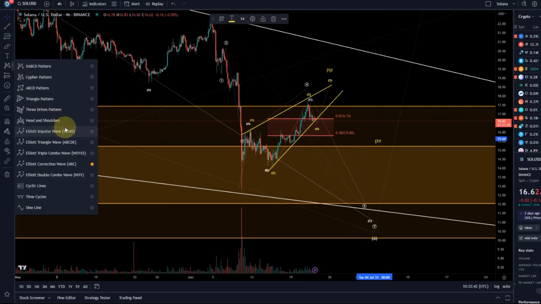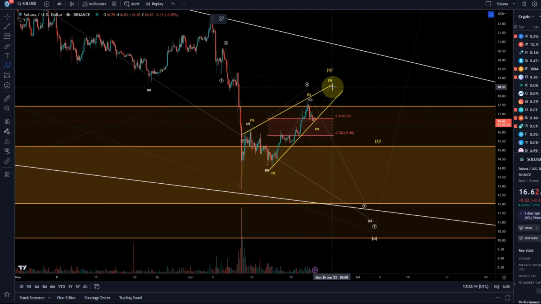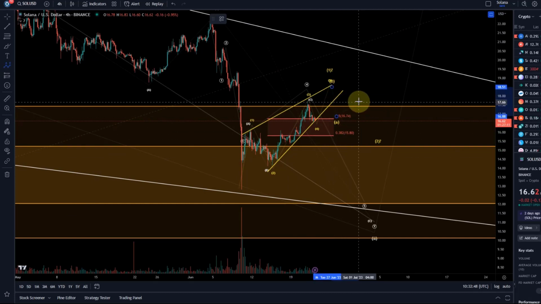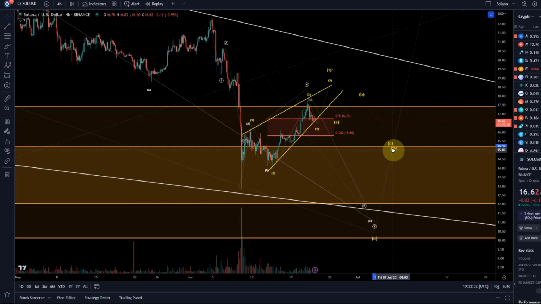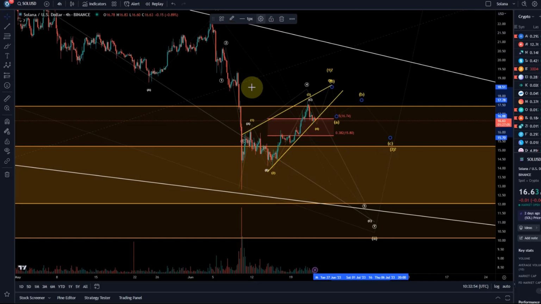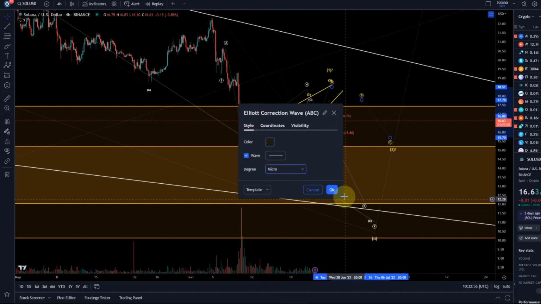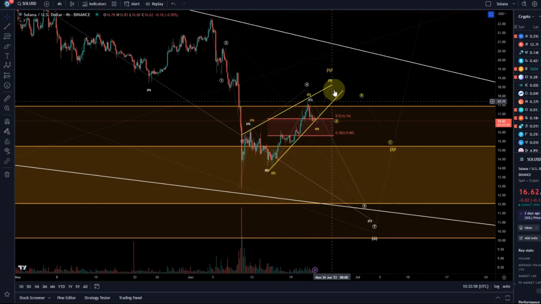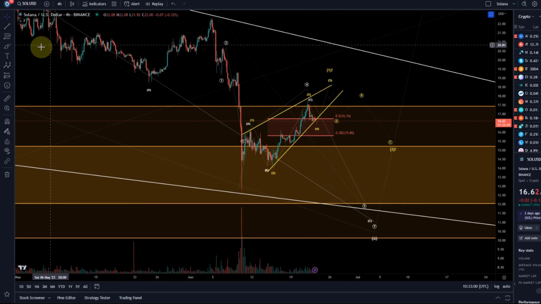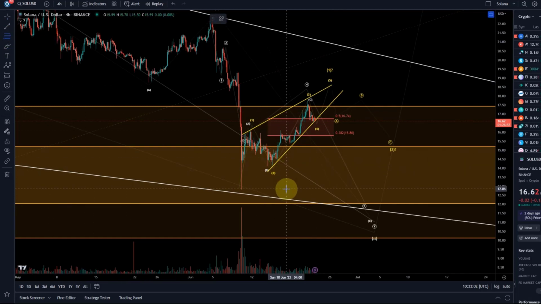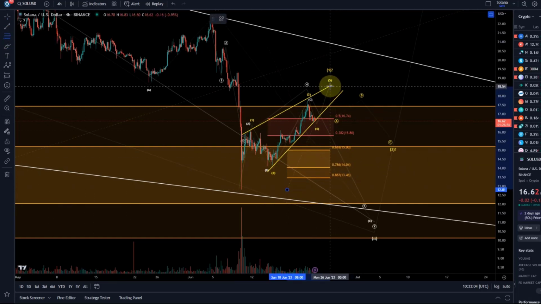So ideally, in this pullback, we would look at an ABC. The A wave can be quite sharp because it can be an impulse. Then a wave B to the upside would be choppy and a C wave down. That's ideally how it would look. And I need to change the wave degree of this one. And then as soon as we have that one more high, I will be able to draw the fibs. So let's just imagine maybe we go to the top of that channel.